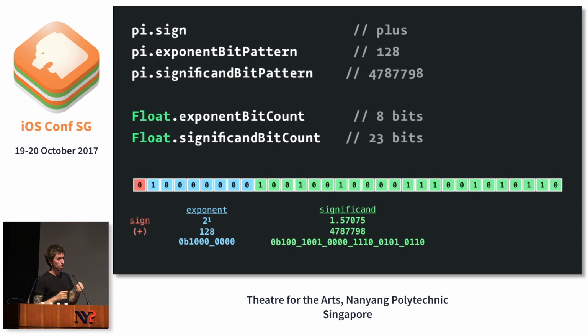Also, the base or the radix. Obviously, this is 2 because we're in binary. There's no bit to store this information because it's implicit. We don't need to waste that space.